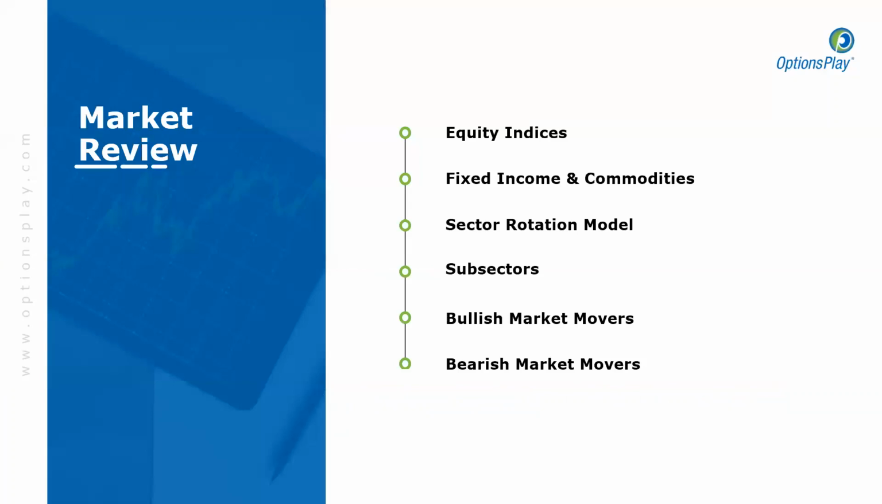Our agenda for today will be kicking off with the major equity indices, highlighting some key levels to be made aware of. And we are seeing some very positive action from the large caps, namely the S&P and the NASDAQ. So we will be taking a closer look at that. From there, we'll be moving on to fixed income and commodities. We'll take a look at the sector rotational model, highlighting which sectors are outperforming and underperforming the overall market. We'll take a look at some subsectors of interest that I have for you today. And we'll end today's webinar with some bullish and bearish market observations.